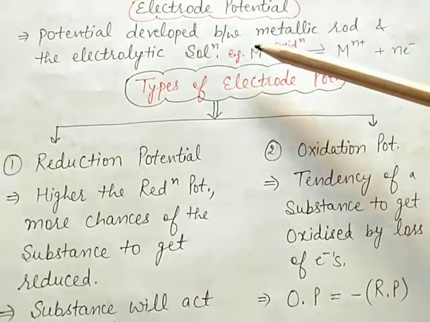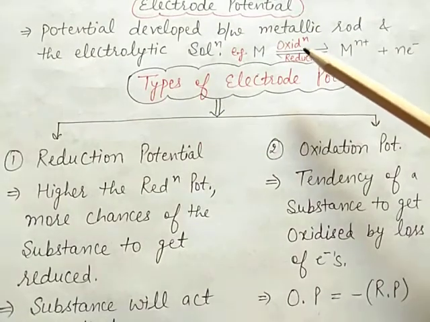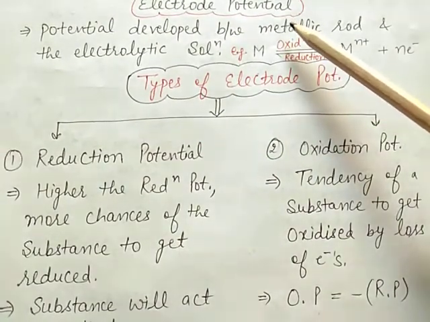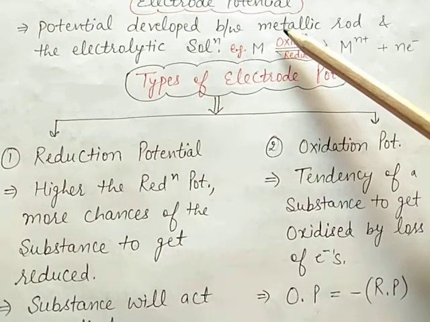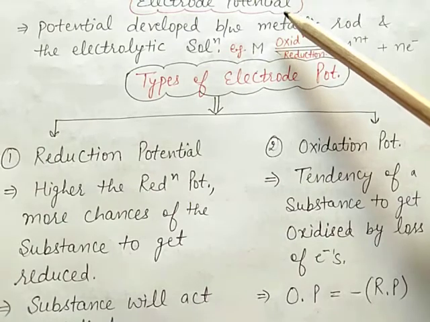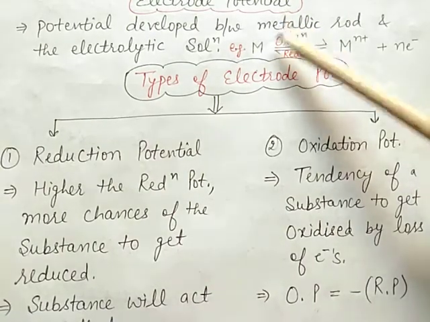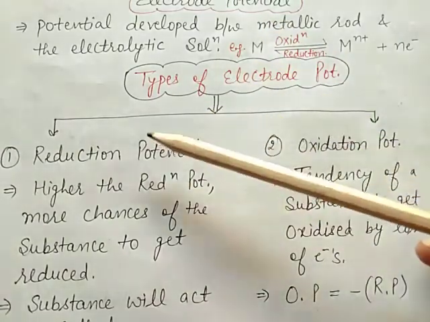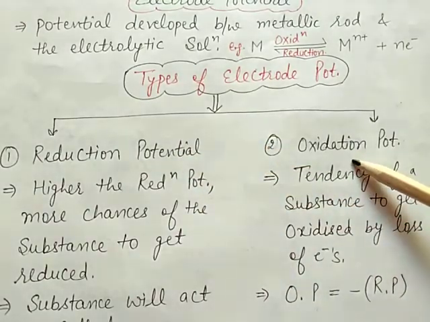Or you can say that the tendency of a metal, when it is placed in contact with its own ions, to either lose or gain electrons. It becomes positively or negatively charged. The electrode potential is classified into two types: reduction potential and oxidation potential.